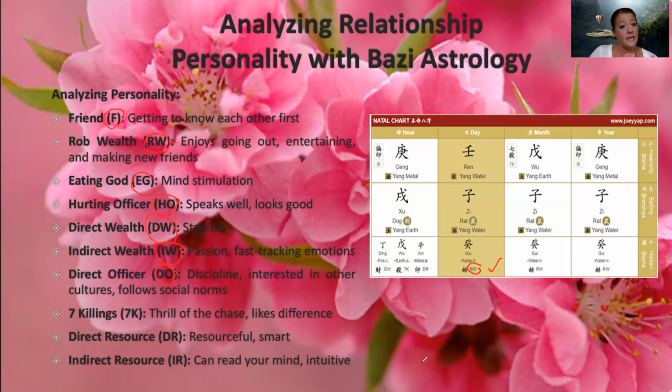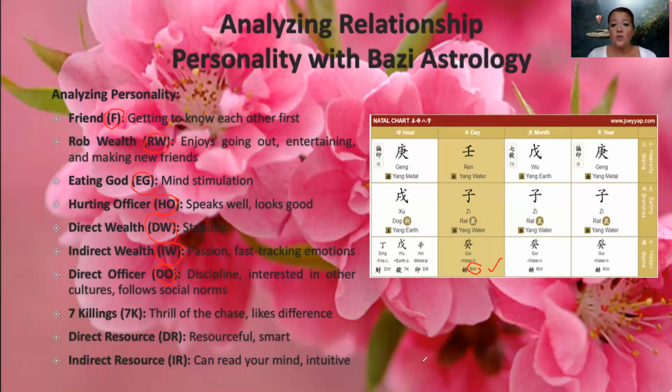If you say something, then actually mean it, follow through and do it. That's the kind of direct officer. So if your partner has direct officer there, just be aware that they expect you to do what you say. They expect you to follow through on your promises.